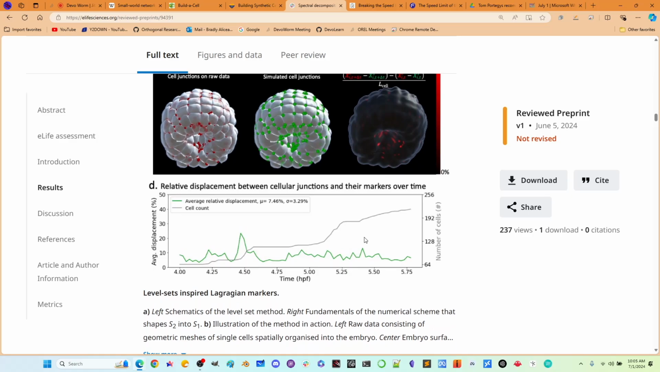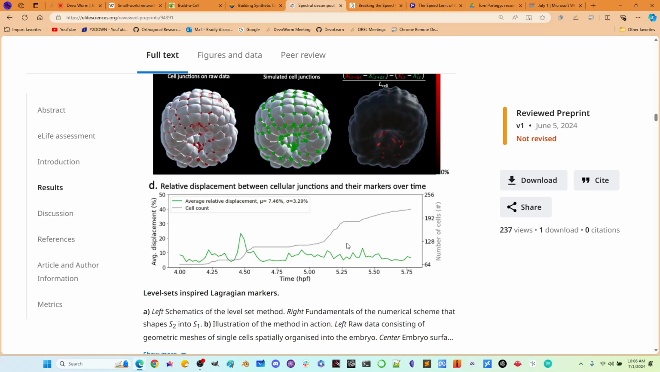And then you can do some interesting things. You can plot out relative displacement between cellular junctions and their markers over time. So you have the time component here. This is a time series where you see the average displacement, and the cell count goes up. This is one of these graphs where the average displacement is on the left and the number of cells is on the right. As the number of cells increases in this model, it goes from 0 to roughly 256 cells. And this is just in time from 4 to 5.75, so it's a fraction of this time series.